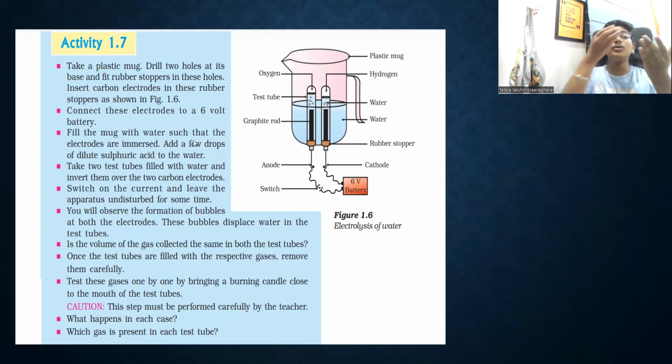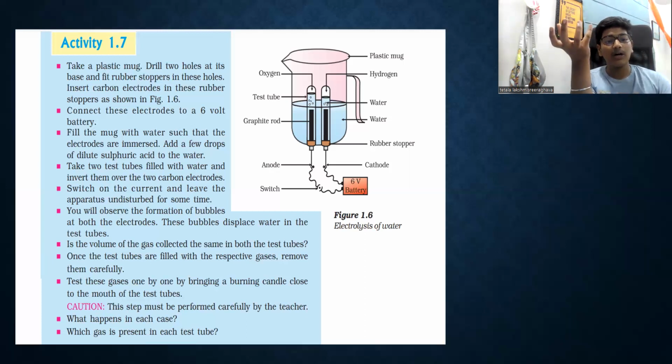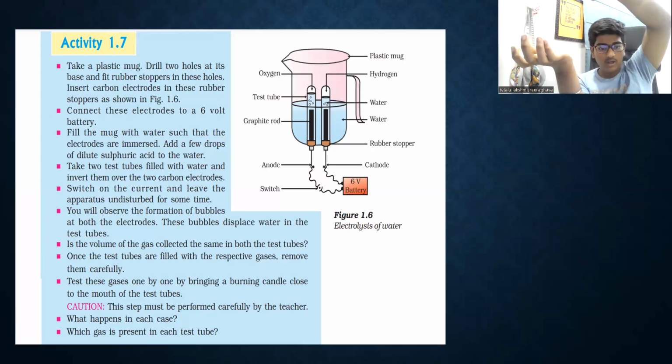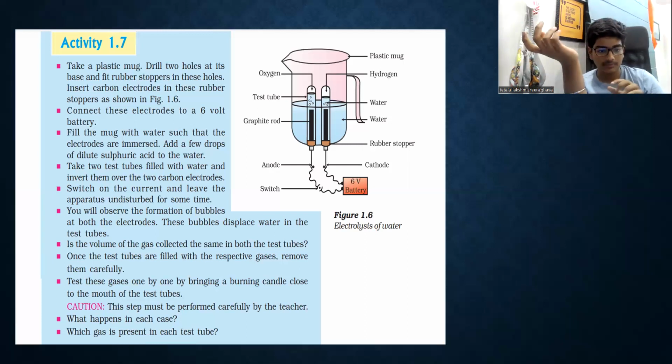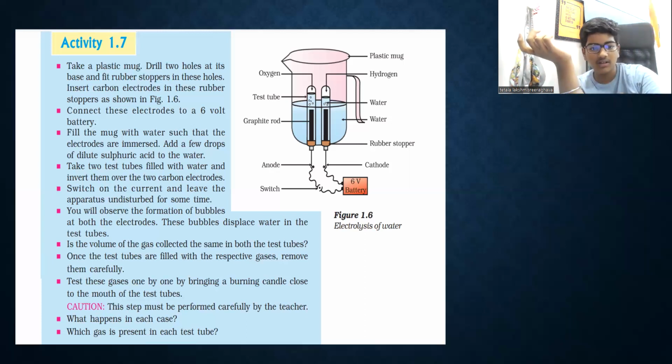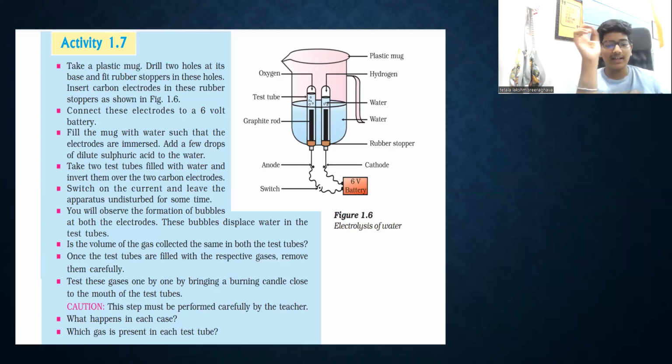Take two test tubes filled with water and invert them over the two carbon electrodes, like this. Then switch on the current, and leave the apparatus undisturbed for some time, probably 10 minutes. You will observe the formation of bubbles at both the electrodes. These bubbles displace water in the test tubes.